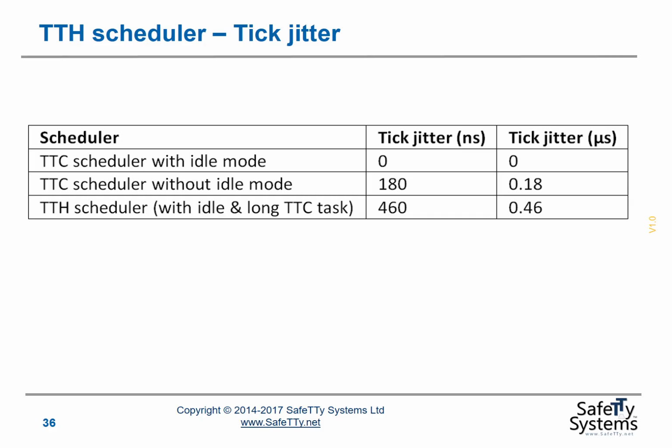So let's just look at the nature of the problem first. If we have a TTC scheduler with idle mode, we get 0 jitter. If we have a TTC scheduler without idle mode, we get about 0.2 microsecond of jitter in this case. If we have a TTH scheduler with a long TTC task and we're still using idle mode in our schedule, we're getting around half a microsecond of jitter from this design. Half a microsecond may not seem like very much jitter, but it may be more jitter than we wish to handle in this particular system.